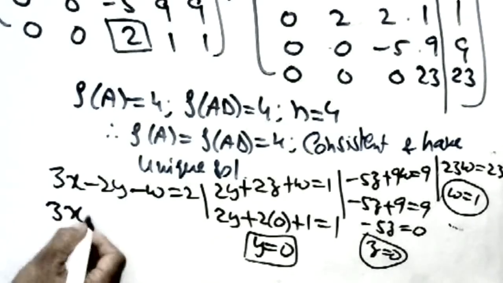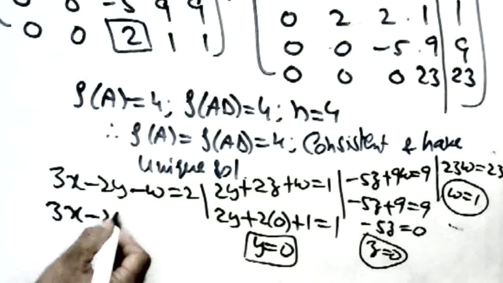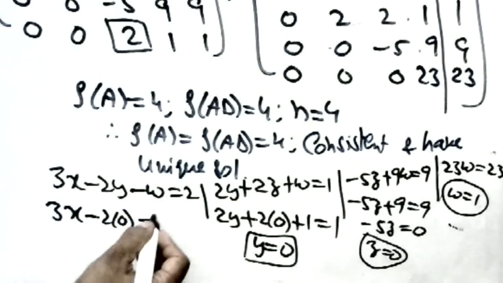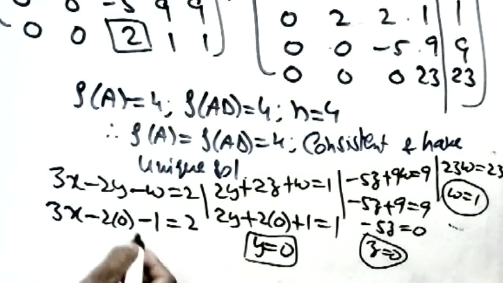Now let me substitute here 3x minus 2 into 0 minus w is 1 equals 2. Bring this one here, it will be 3. 3x equals 3. Therefore x equals 1. Therefore we got the solution x equals 1, y equals 0, z equals 0 and w equals 1. So let me finish this part today, inshallah.